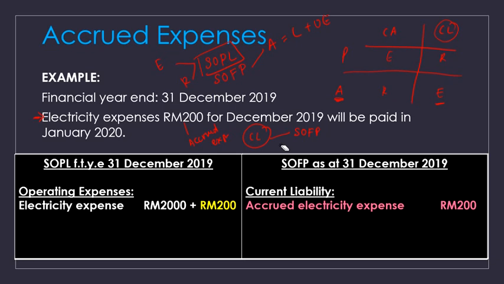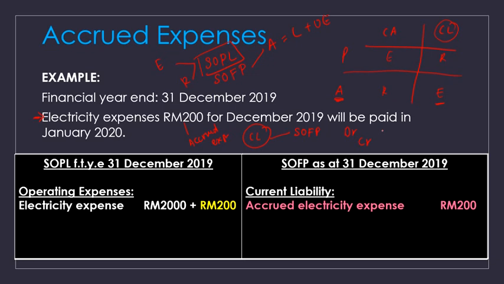debit and credit. Okay. So, debit and credit tu maksudnya satu akan ada dekat statement of profit and loss, satu akan ada dekat statement of financial position adjustment dia, right? So, sekarang kita buat journal entry dia. Journal entry.